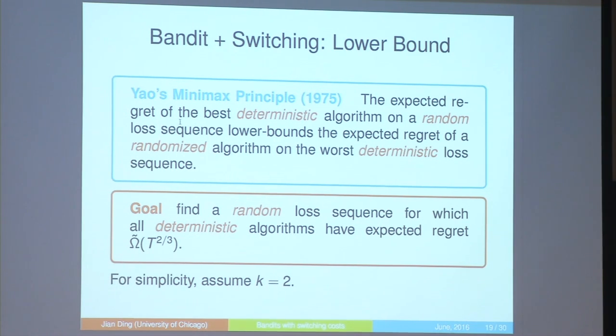So in order to get the lower bound, we just need to construct some hard random sequence and prove that for any deterministic algorithm, the regret is large. Then we are done. By the way, when I say lower bound or upper bound, these are all information theoretical bounds. We don't care about computational complexity. You have all the computational power in the world you wish.